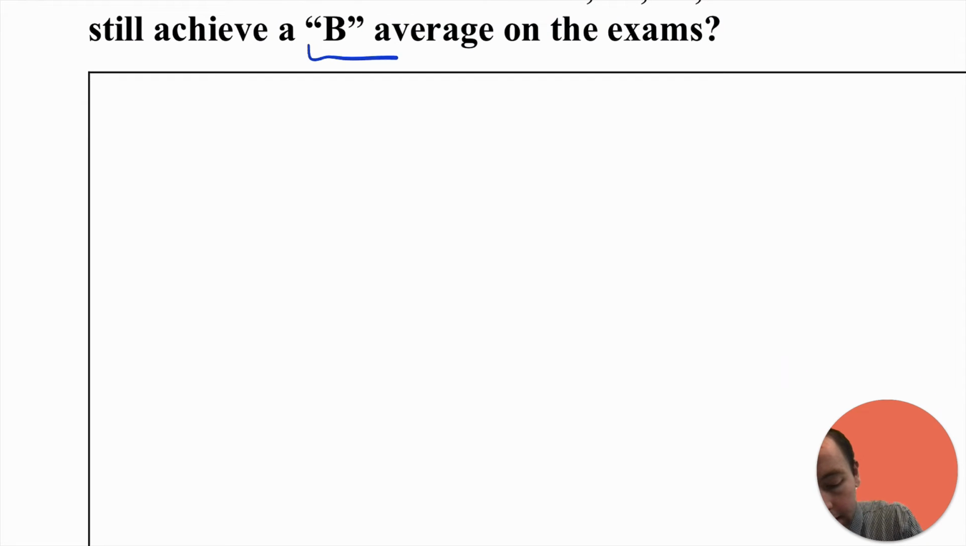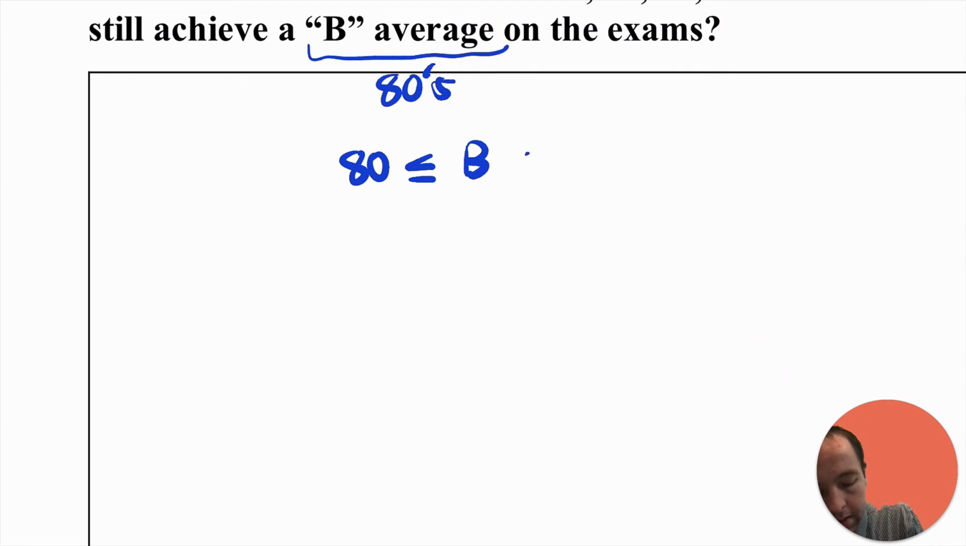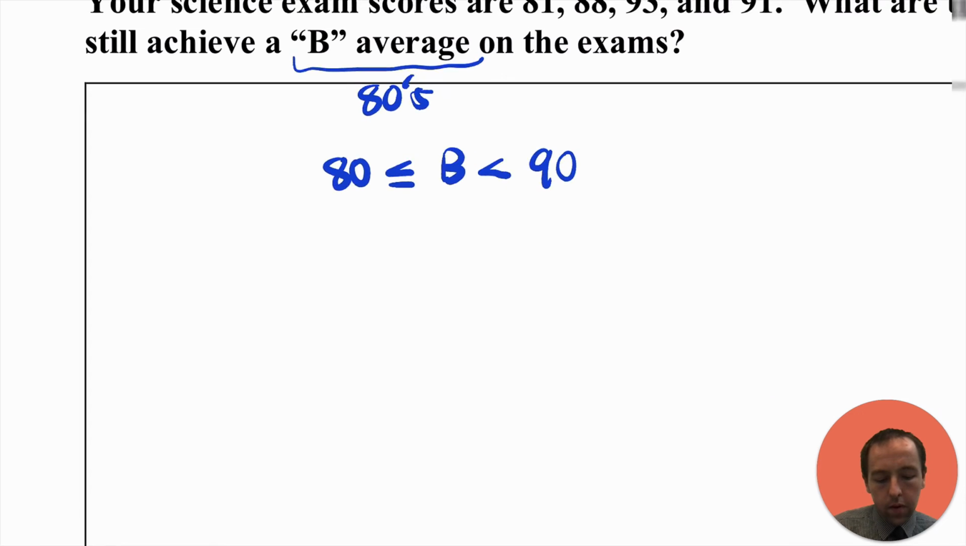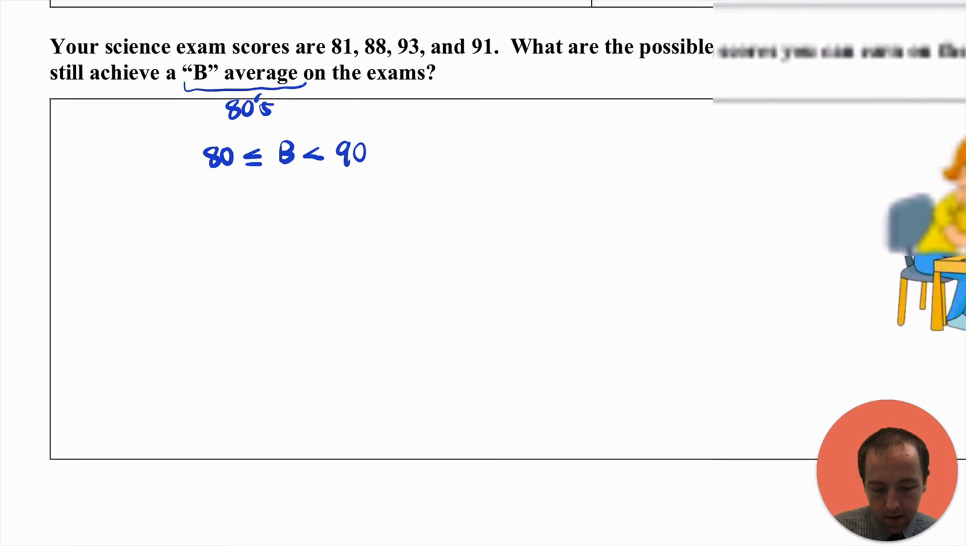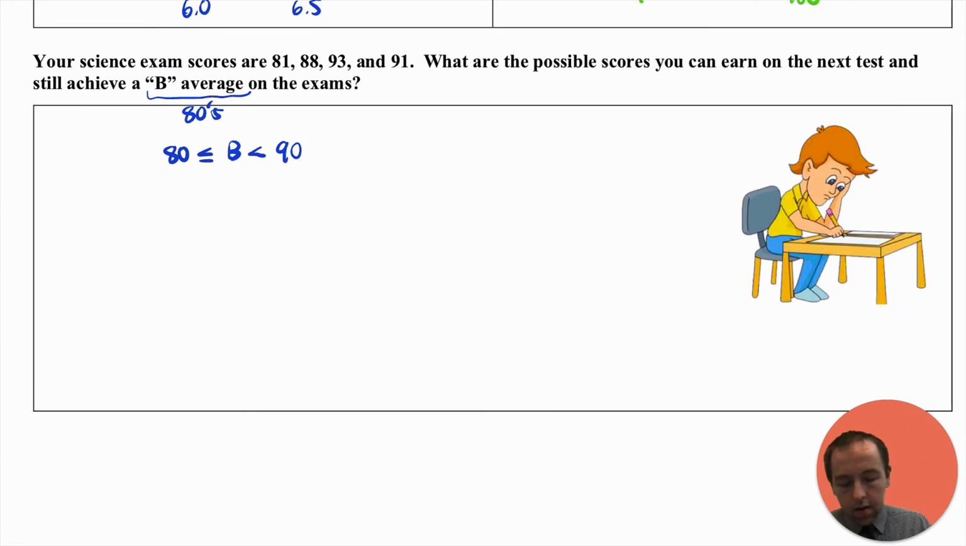So we should come up with some way to define that. So let's say that a B average is that you're in the 80s, right? 80%. So more concretely, if you get an 80, you're good. But if you get a 90, you're in the A range, right? So we can say just strictly less than 90, that's going to be a B average on the exams, right? So you need to get between 80 and 90. That's what you want your average score to be.